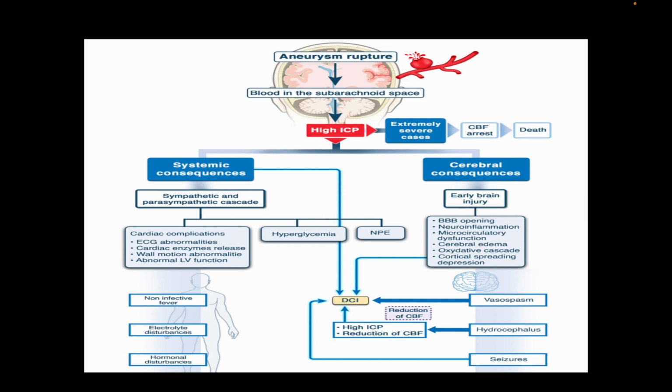So as you can see here, once there is a bleeding, there are two consequences: a cerebral consequence and a systemic consequence. If the bleed is very huge and there is increased ICP which is also rising rapidly, then it will definitely lead to death. The systemic consequences are a sympathetic and parasympathetic cascade, which will affect your metabolic factors and also your cardiac function. The cerebral consequences are signs of early brain injury, and later on you can have other secondary problems like vasospasm, hydrocephalus, and seizures. All of these can result in what is known as delayed ischemia.